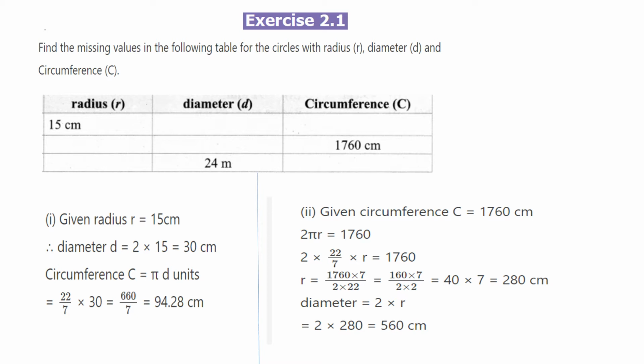You cancel with 11 table. So 22 is 2, 2 11s are 22. And here 1760 cancel with 11. 11 is 11, 66, 6 11s are 66, 0, 160. So 160 into 7 by 2 into 2. So you cancel with the 2 and 160, 80 will come, and 2 and 80 cancel with the 2 table, 40 will come. So 40 into 7 equal to 280 centimeter is r. So diameter means 2 radius. So 2 into 280 equal to 560 centimeter.